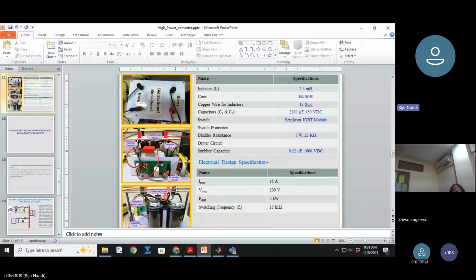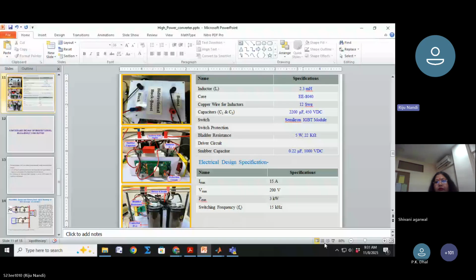I have designed the bidirectional buck-boost converter so that maximum current is 15 ampere and maximum voltage is 200 volt that it can handle. So power, it can handle up to 3 kilowatt to 3.5 kilowatt. It can handle any switching frequency. I have told 15 kilohertz frequency. So this is the designing portion.